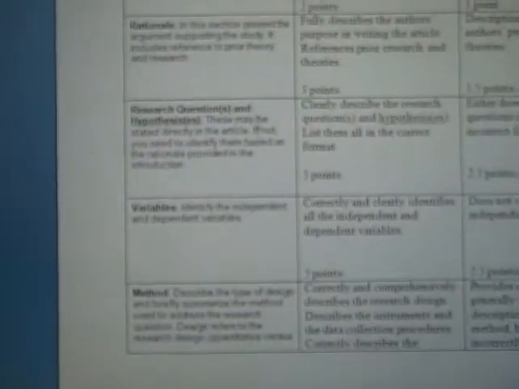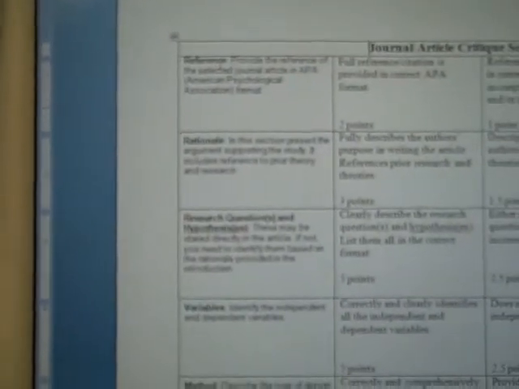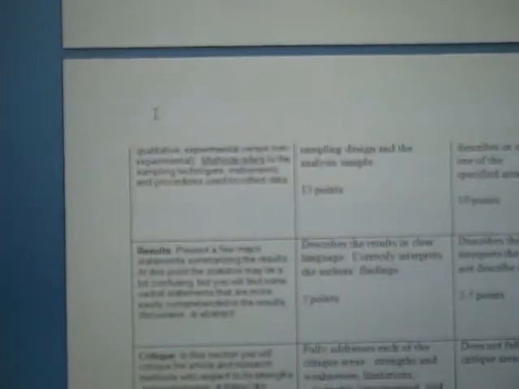So again, I want the reference in APA style, the summary, including all of these points here, the rationale, research question, hypothesis, variables, method, and results. And then I want a critique where you tell me what you think about the study.